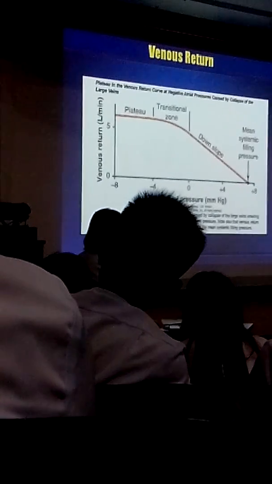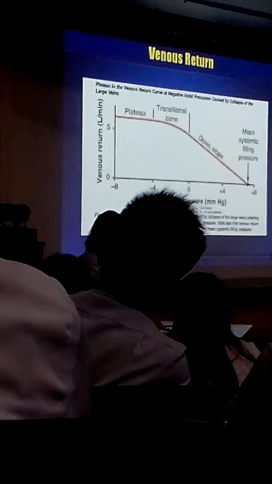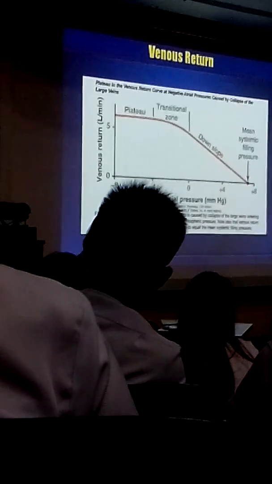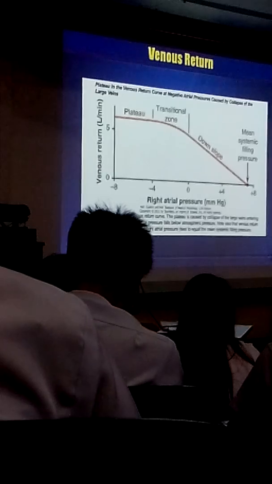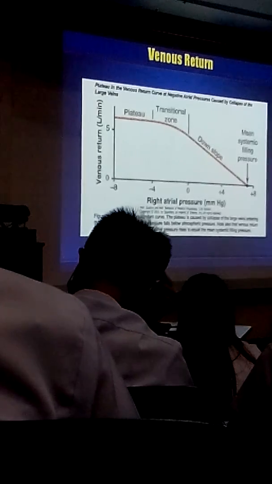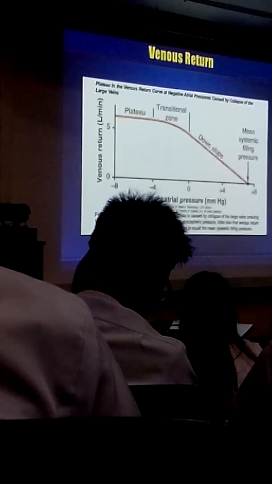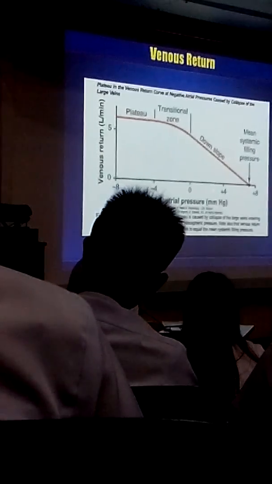Second, there is the mean systemic filling pressure, which forces the systemic blood toward the heart. And last, resistance to blood flow between the peripheral vessels and the right atrium. So if there is resistance to blood flow, then there is less flow into the right atrium. So when the heart fails to pump effectively, the right atrial pressure rises.